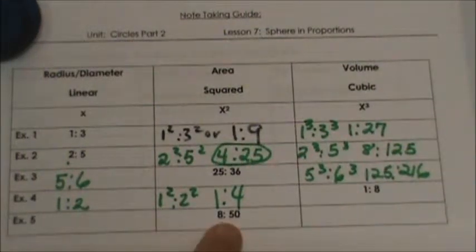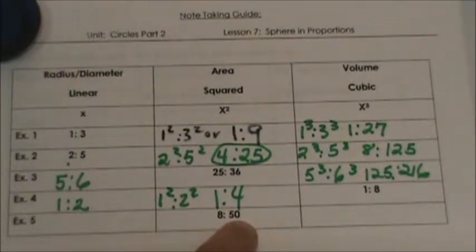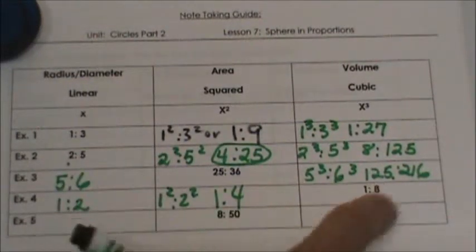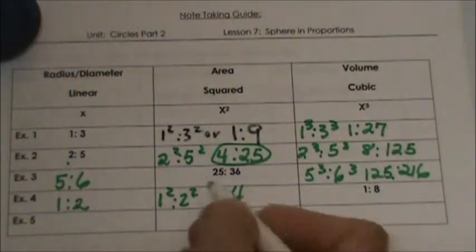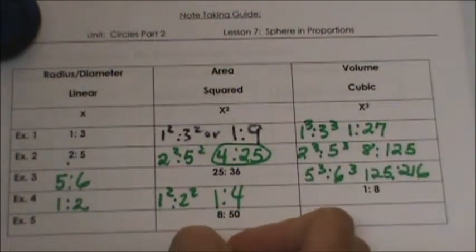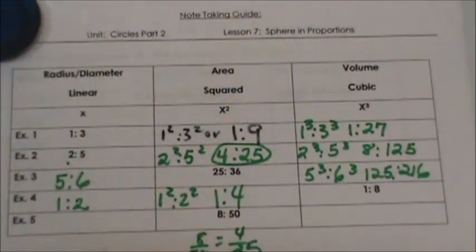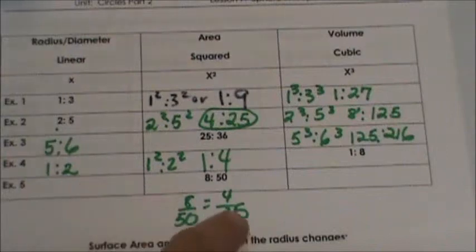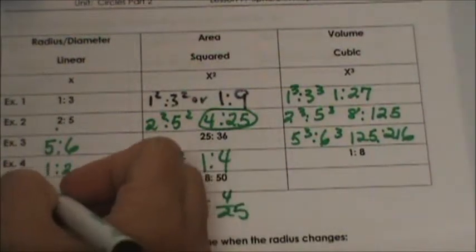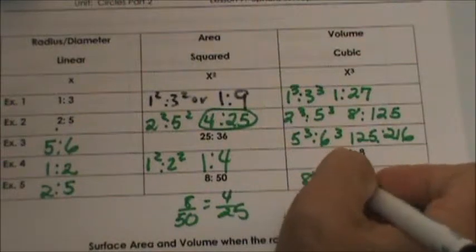Okay, so let's look at this one. Let's say we're given the area is 8 and the area of the other one is 50, and we have to figure out the linear measurement and the cubic ratios. Notice that 8 and 50 are not perfect squares. But we can reduce them, and what can we reduce those to? An 8 to 50 ratio actually reduces down to 4 to 25. Now 4 to 25, those two are perfect squares. So now we can find the linear measurement. So a 4 to 25 becomes a 2 to 5 ratio, and that cubed would be 8 to 125.